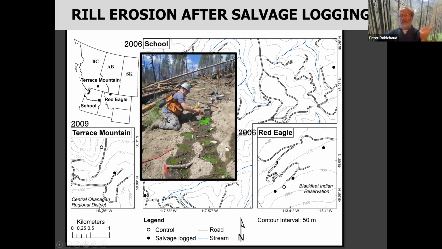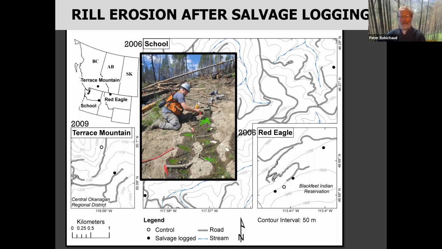So we started this work years ago, back in the early 2000s, looking at the impacts of salvage logging. I'm going to give you a summary of some of our results from 3 different fires. One of them is the 2006 School fire, the 2006 Red Eagle fire in Montana, and the 2009 Terrace Mountain fire in British Columbia. And one of the biggest concerns is rill erosion in the post-fire environment.